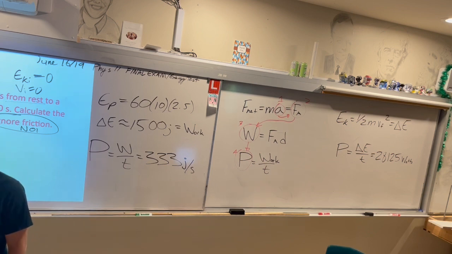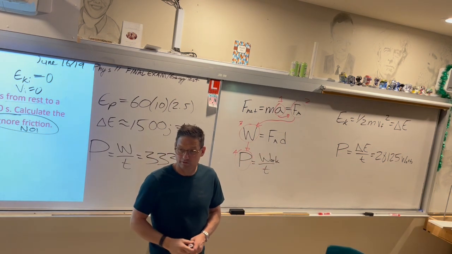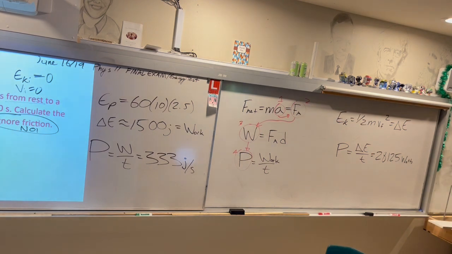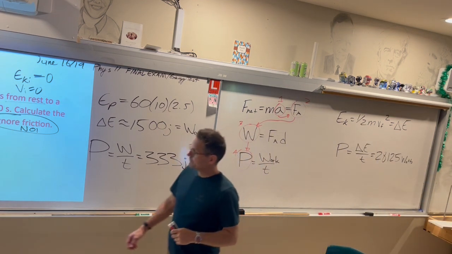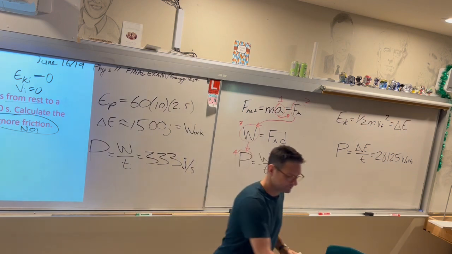The formula we're using right now is P equals W over T. It's hard to see, I know it's faded out. I have to get someone to climb up there and go over it with a Sharpie. Okay, that makes sense, that one?